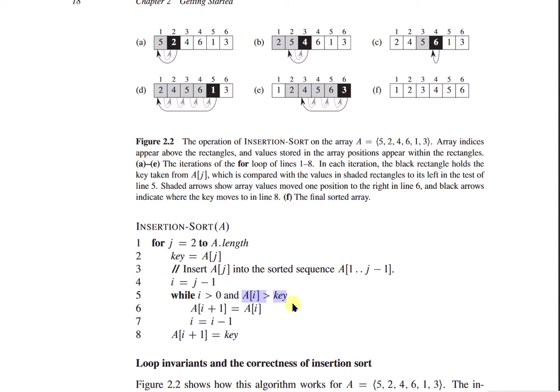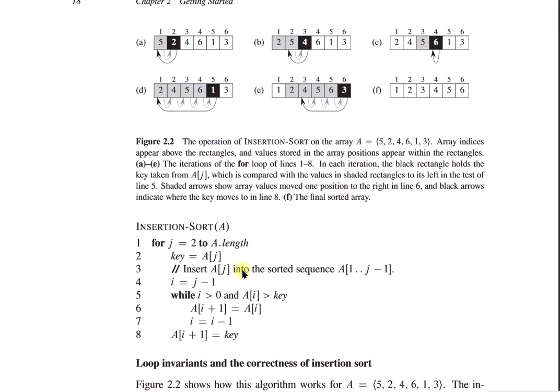Okay, and that is what we are trying to do here. A of I plus 1, let us say, and let's see if we are trying to move I to the next location. When this condition breaks is when A of I is less than the key. So for that instance, it doesn't move, it doesn't run these conditions, so we are copying the key to that position.